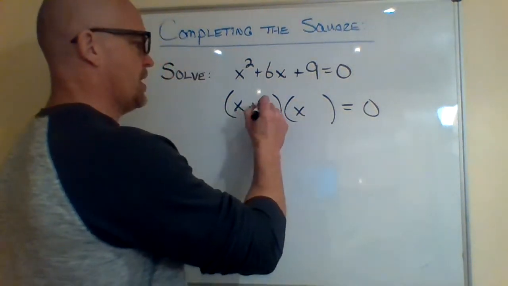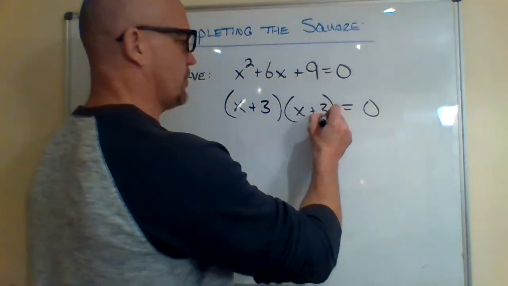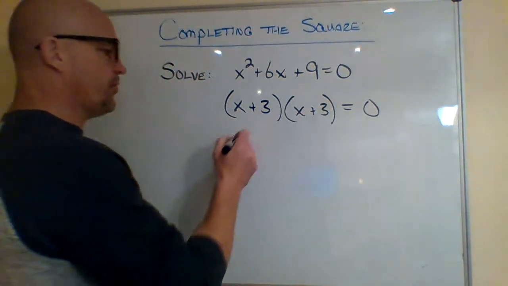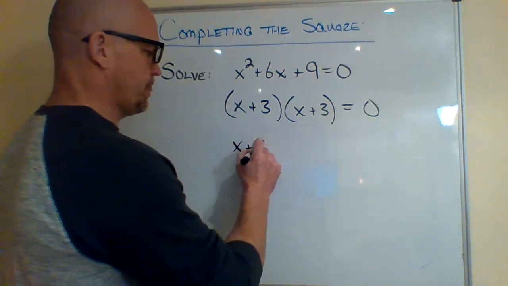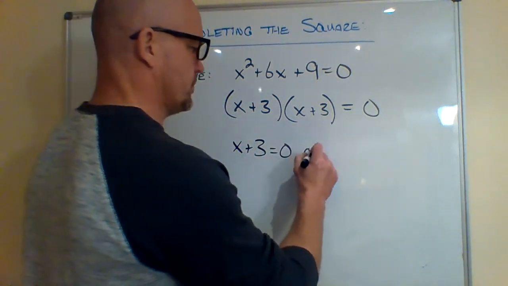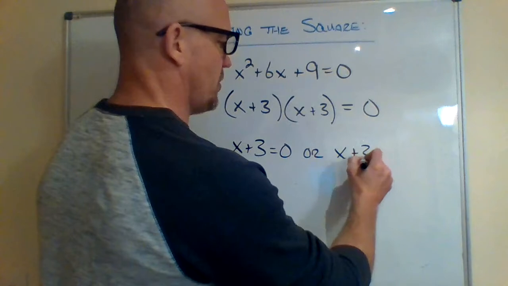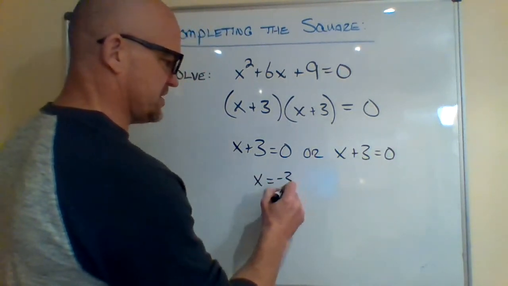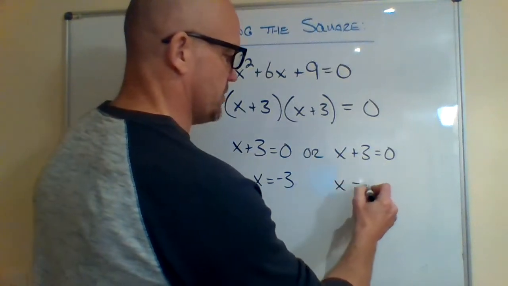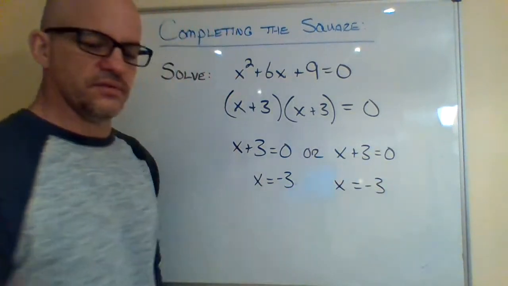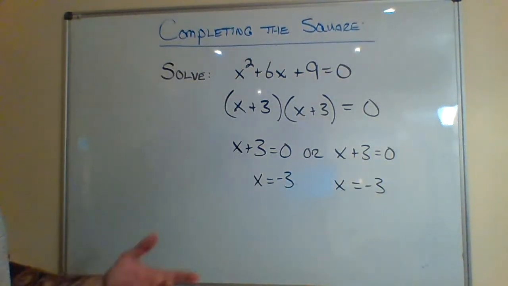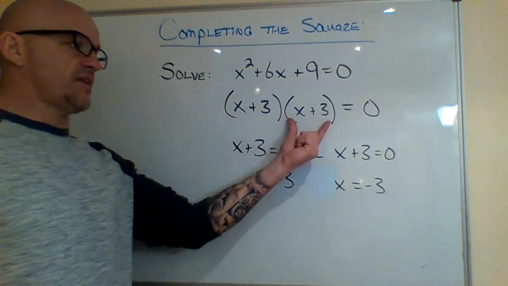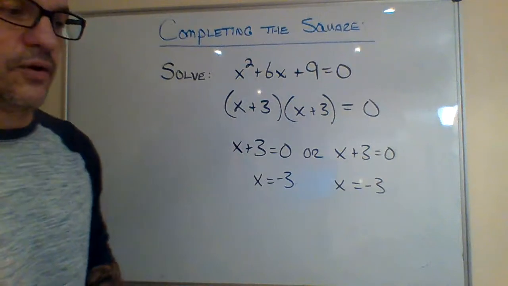And of course, the two numbers I need that multiply up to 9 and add up to 6 are clearly 3 and 3. Now, if you notice, when we go to apply our zero product property, both of these are the same thing. So when we solve this, we wind up with two equations that say the same thing. X has to equal -3, or x equals -3. The reason this happened is obviously because both of these quantities, after we factored it, were identical.